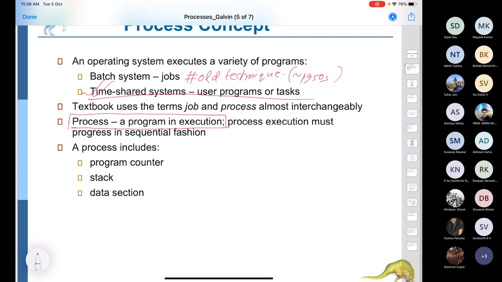Because Unix from the very beginning was time shared, and from the very beginning it was multi-user. MS-DOS was a single user operating system. Only one user could log in at any point of time and work.